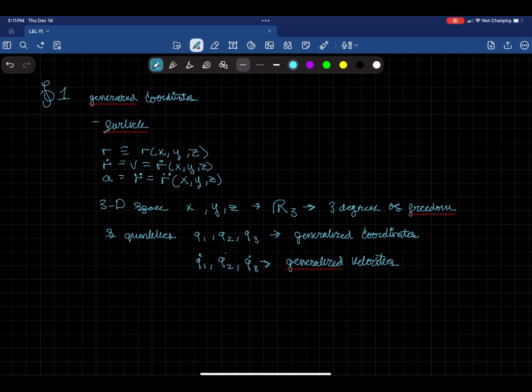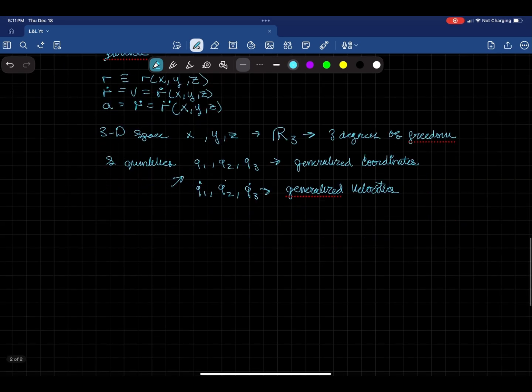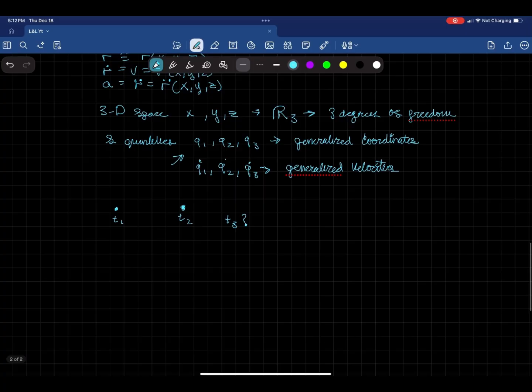Now, if we just know the generalized coordinates, we can't really tell anything about a particle, because if it's here at one point and at another point it's here, but we don't know exactly its velocity, we cannot tell where it is at t3. But if we happen to know its position and its velocity, then we can predict its next position at the third interval.